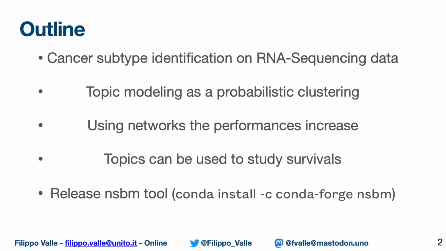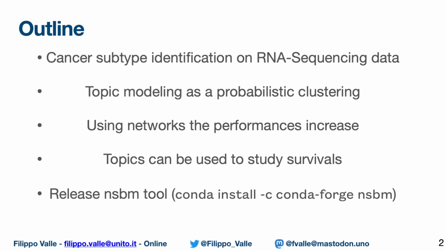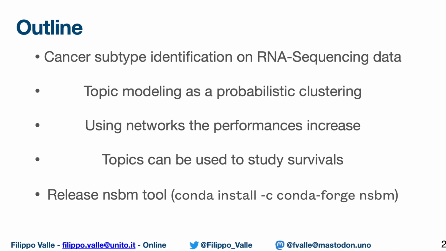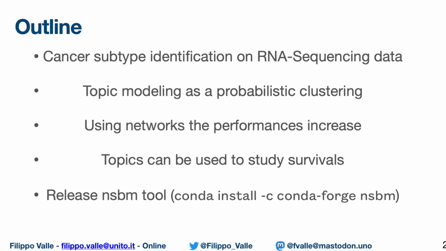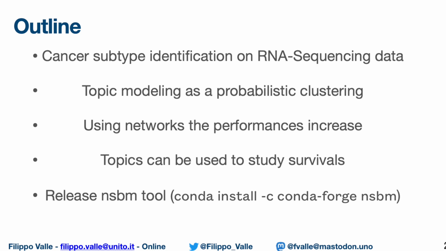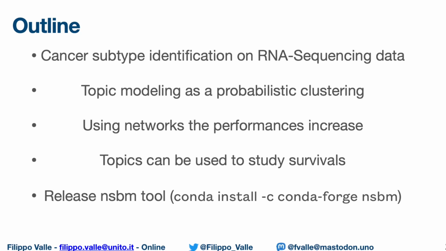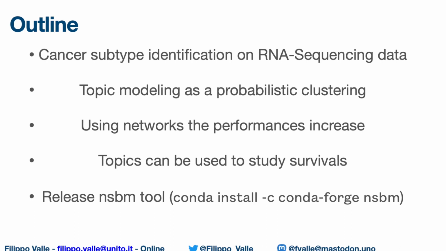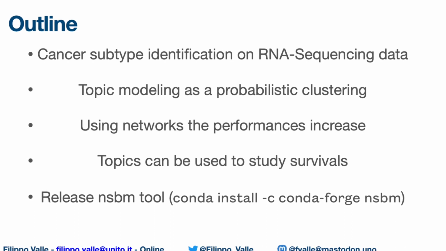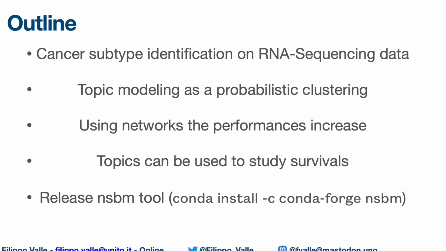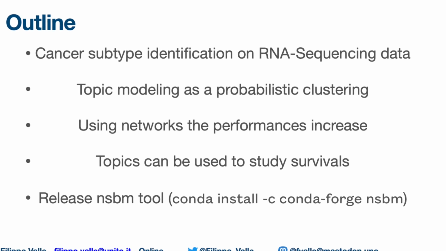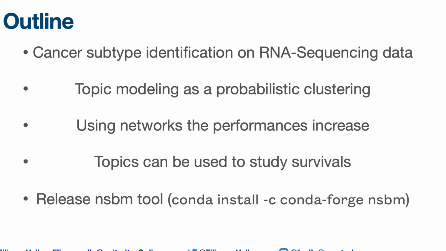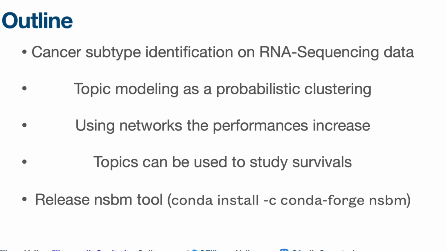For example, we can have not just clusters, but we have probability distributions that tell us which gene is important in which kind of tumor, for example, or what are the drivers of these cancer subtypes. We will see later examples. I will show you an example of topic modeling that uses networks. This approach is more powerful than other approaches, and the performance is better.